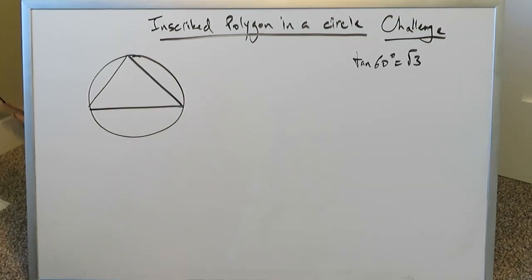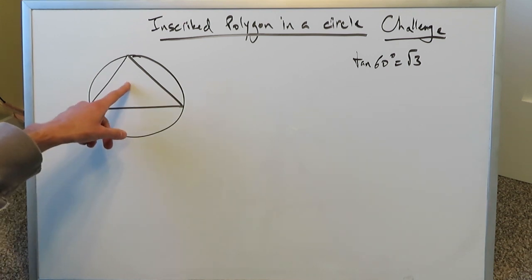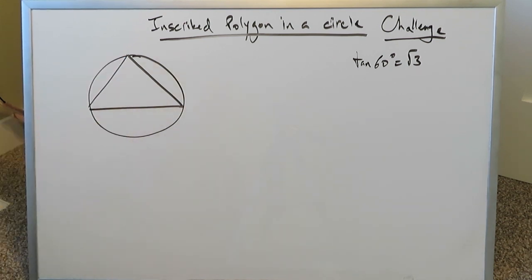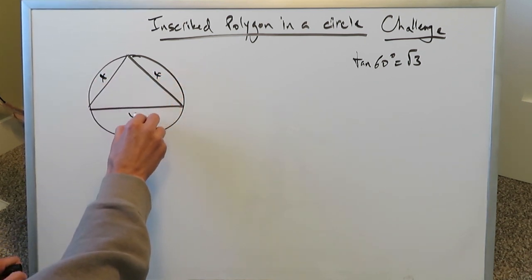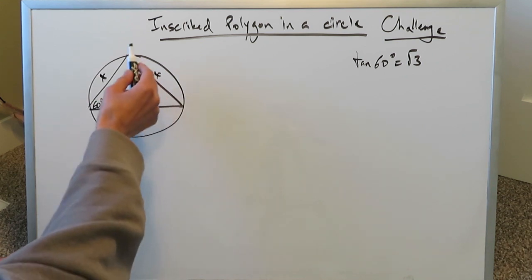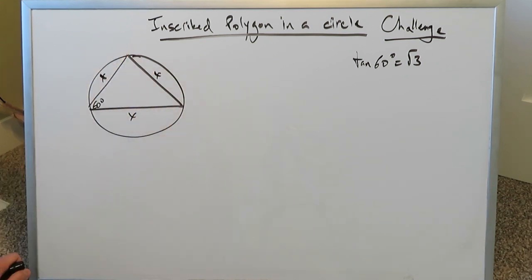Alright, so let's actually solve this challenge. The challenge is this: we have this equilateral triangle and we have to determine the diameter, or the formula for the diameter, of this circle. If we know that each side is x and we know each angle here is 60 degrees, because it's an equilateral triangle, all angles must be 60 degrees. So how can we start and how can we proceed?